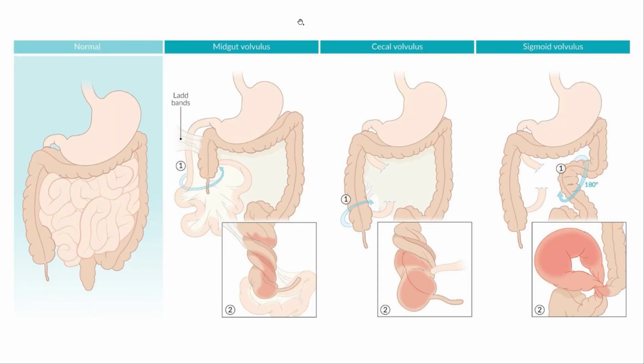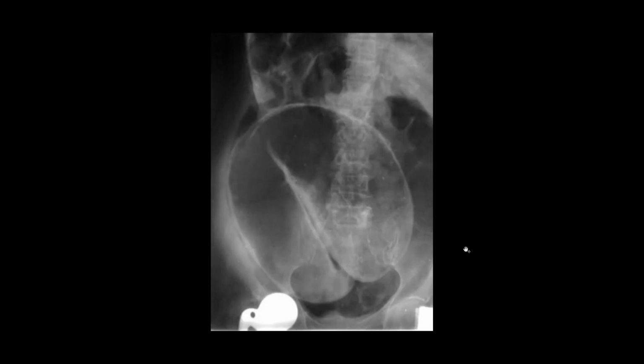To round out the large intestine, here are some volvuluses. Midgut volvulus we talked about, and for the large intestine you've got cecal volvulus and sigmoid volvulus. For sigmoid volvulus anyway, if you've got constipation and a heavy load of feces in the sigmoid, that weight will make it rotate around itself. Volvulus is a really good topic to understand, and this is the coffee bean sign of sigmoid volvulus.